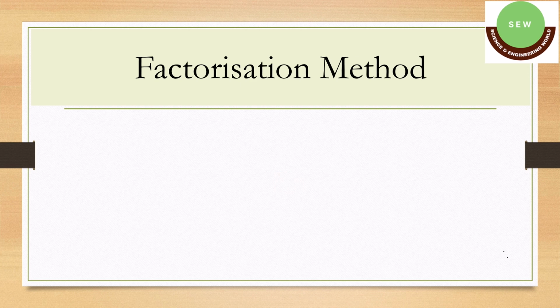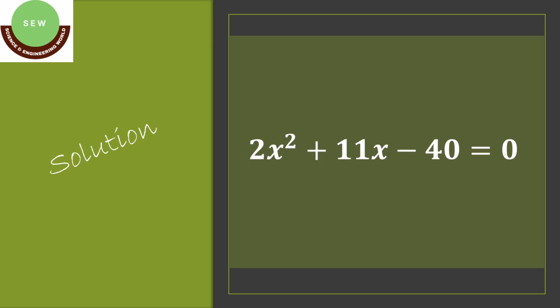Now to the solution of the problem. Okay, let us go together step by step in looking at the solution to this quadratic problem, 2x squared plus 11x minus 40 equals 0, using the factorization method.